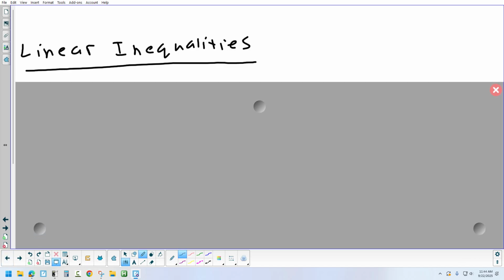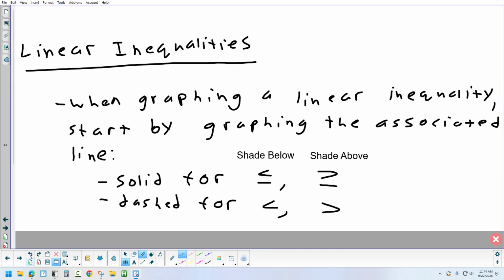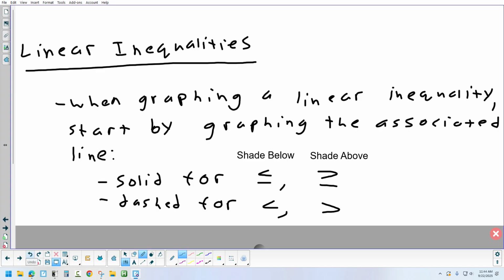Okay, so the last thing we're going to look at is graphing a line and then shading it. A linear inequality is when you see an inequality symbol instead of an equal sign. So instead of y equals mx plus b, let's say y is less than mx plus b, or y is greater than.